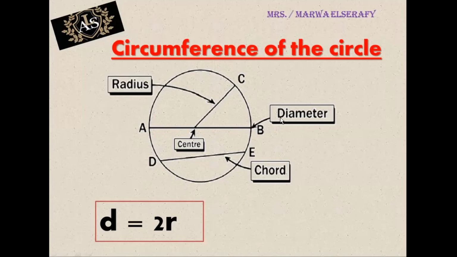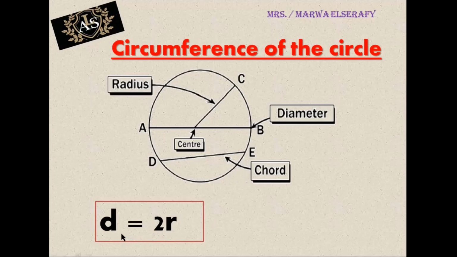So AB is a diameter of the circle, and we took before the radius of the circle. The radius of the circle is a line segment joined between the center of the circle and any point on the circle. We also took the chord of the circle, and we said that the chord of the circle is a line segment joined between 2 points on a circle, not crossing the center. But AB is a diameter, and it's the longest chord in the circle.